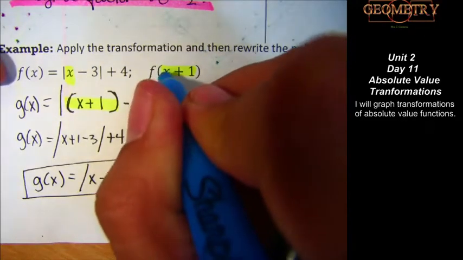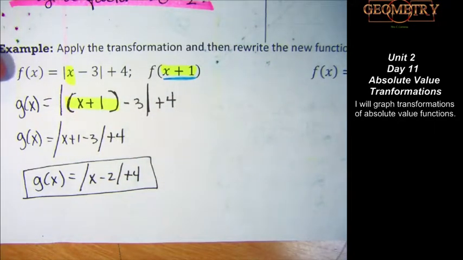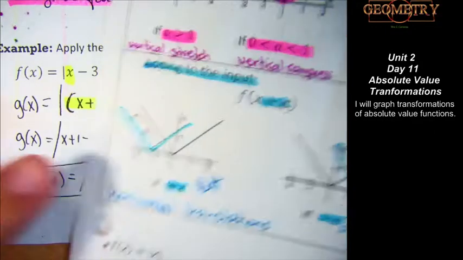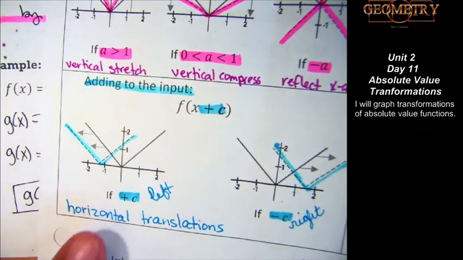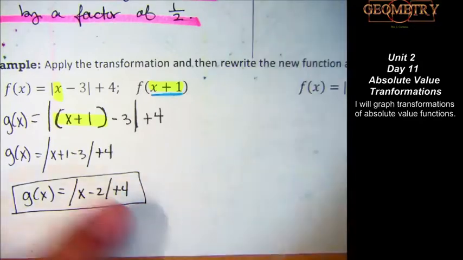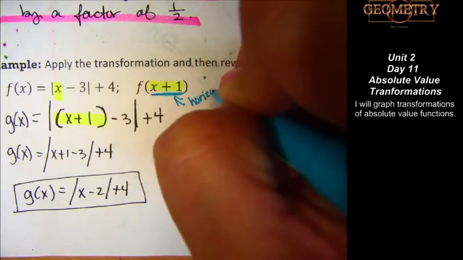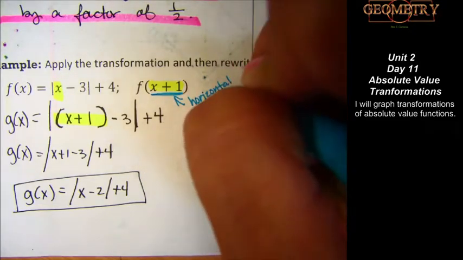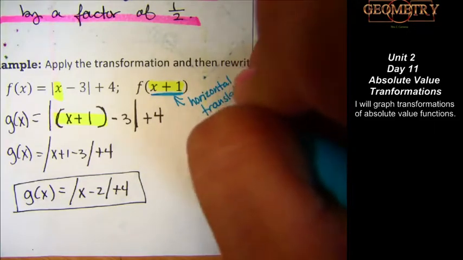So if I look in here, I'm changing this, and it's an add to the input. If I look back at my notes, that looks like this, which means it's a horizontal translation going to the left. I can write either horizontal translation or I can write shift, whatever you like. I'm going to write it this time with the translation. This is left 1 unit.